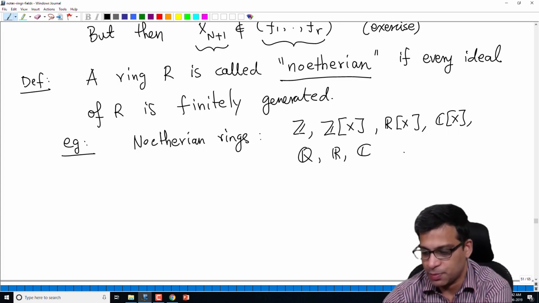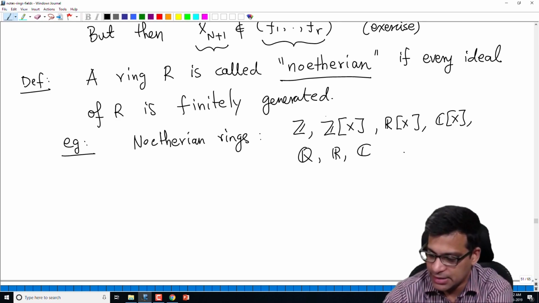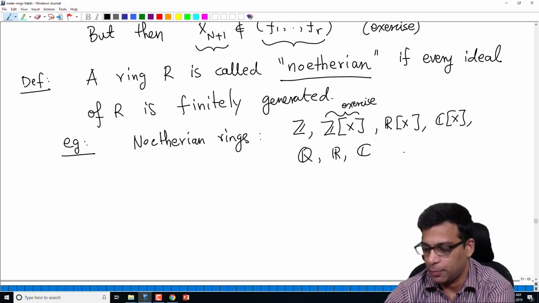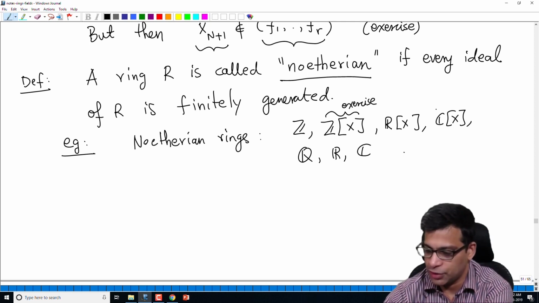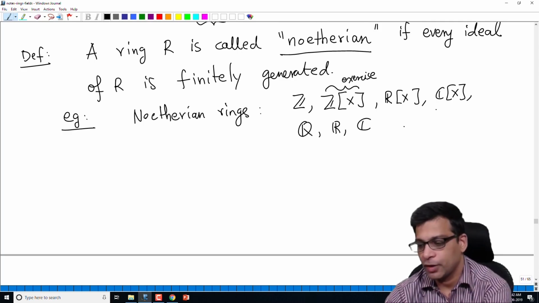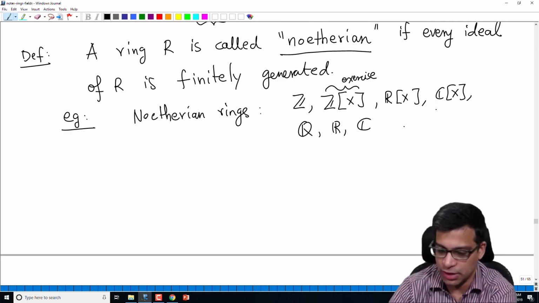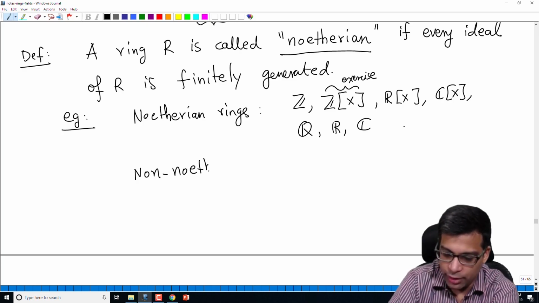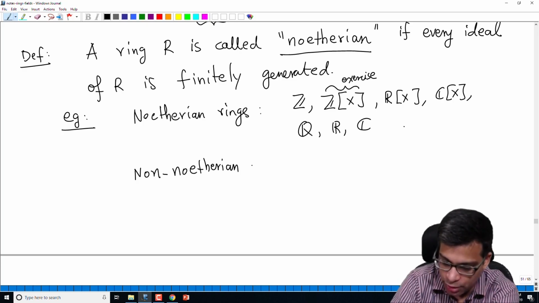Every ideal in Z is principal. Every ideal in Z[x] I said is finitely generated, so that's actually an exercise. Every ideal in R[x] is a principal ideal. Every ideal in C[x] is a principal ideal, which you can check by doing Euclidean division. So these are all Noetherian rings, and we will in fact check that polynomial rings in finitely many variables are Noetherian later. And what is an example of a non-Noetherian ring?